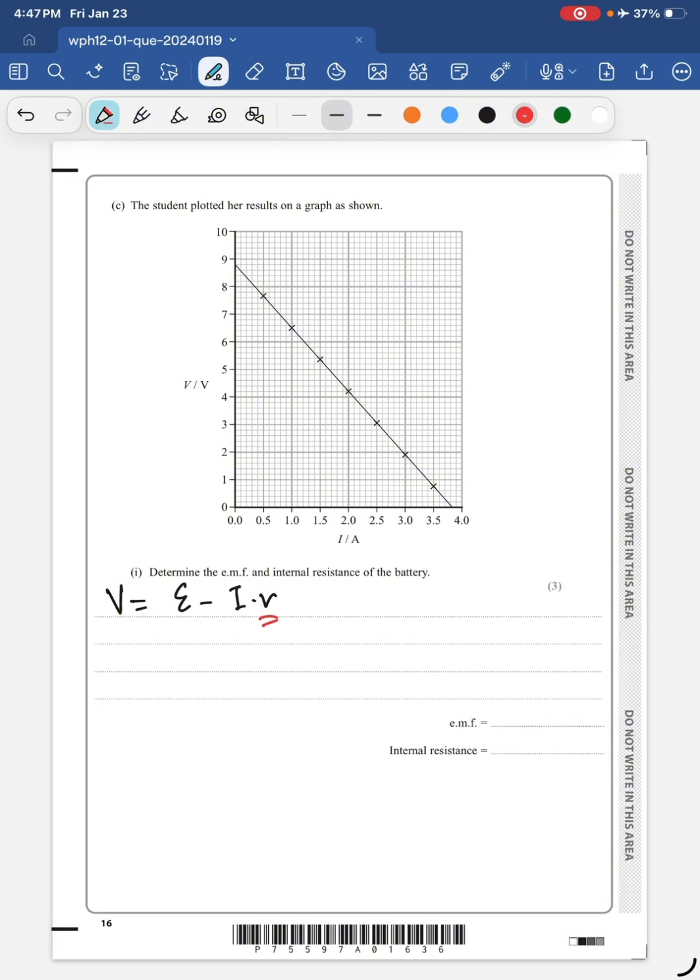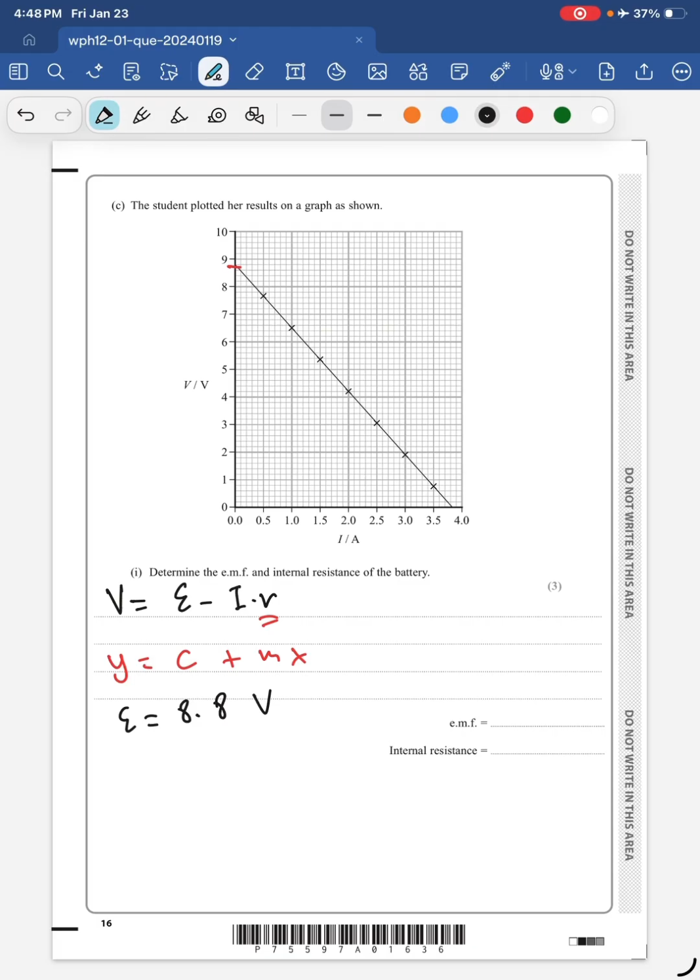So when you plot this, since we do have the plot of voltage versus current, this is of the form y equals some constant c plus mx. m is the gradient, and it's negative here, so we can immediately read off the EMF. So the EMF is 8.8 volts, and this is for zero current.